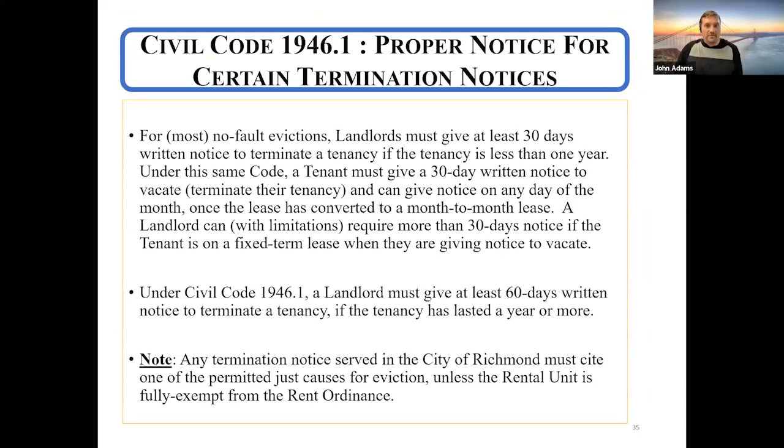And then the next California law is about termination of tenancy.